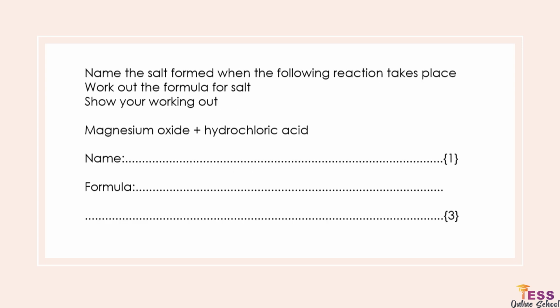Let's try a calculation question where you have to work out a chemical formula. Remember to show each relevant step of your method like we have practiced before to be able to gain all 4 marks. Name the salt formed when the following reaction takes place. Work out the formula for the salt and show your working out. What is created when magnesium oxide reacts with hydrochloric acid?